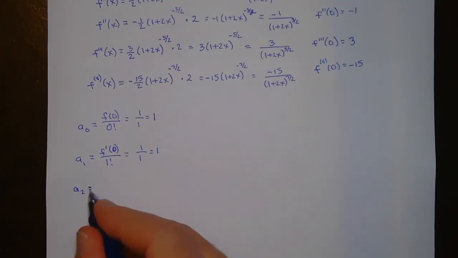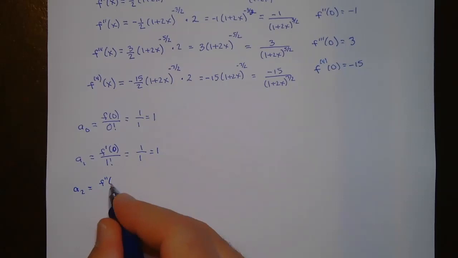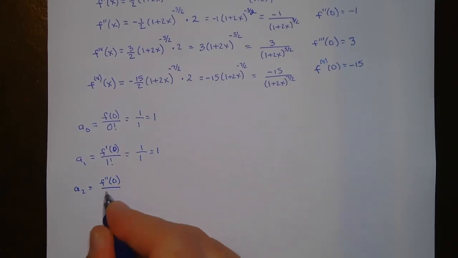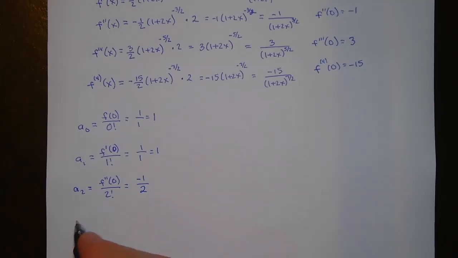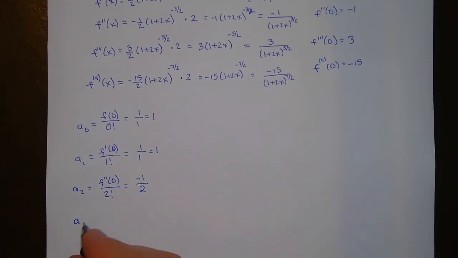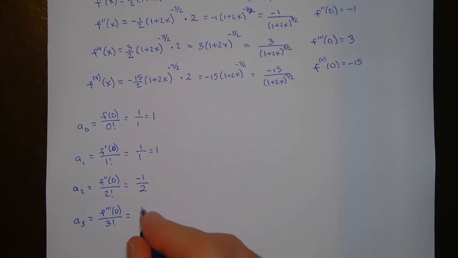All right. A sub 2 is the second derivative at 0 over 2 factorial. The second derivative at 0 was negative 1. So that's going to be negative 1 over 2 factorial, which is 2. And then a sub 3 would be f triple prime at 0 over 3 factorial. F triple prime of 0 would be 3 over 3 factorial, which would be 3 times 2 times 1, which is 6. So this is 1/2.